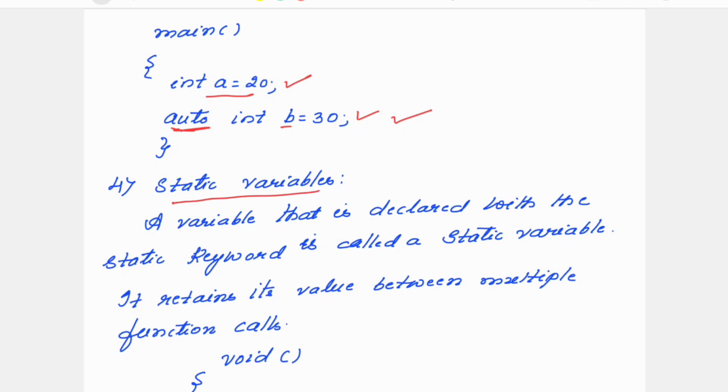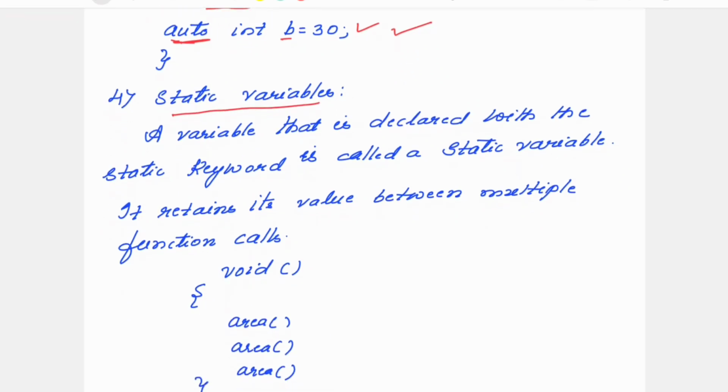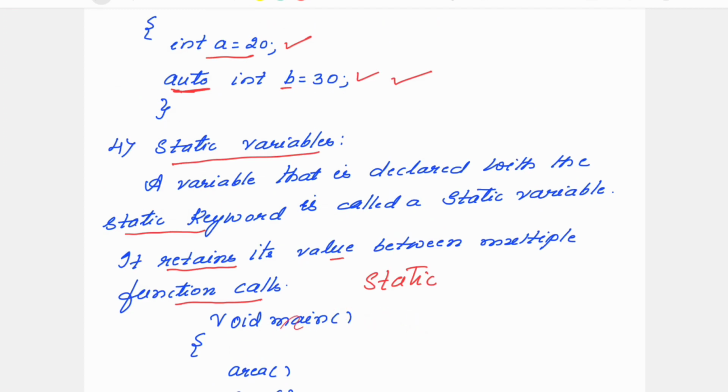We have the static variables, the fourth type, a variable that is declared with the word static. So here we are using the keyword static. Now this is a very important line here. It retains its value between multiple function calls. So what does it mean? It retains its value between multiple function calls. Let us see this example here.